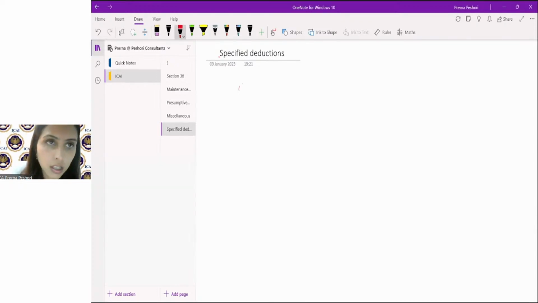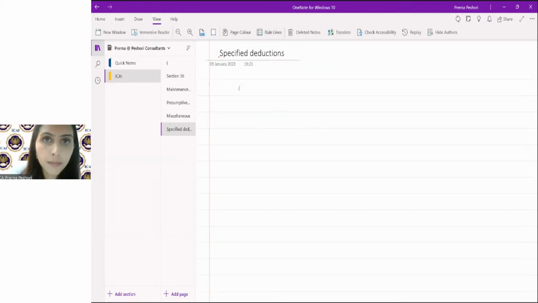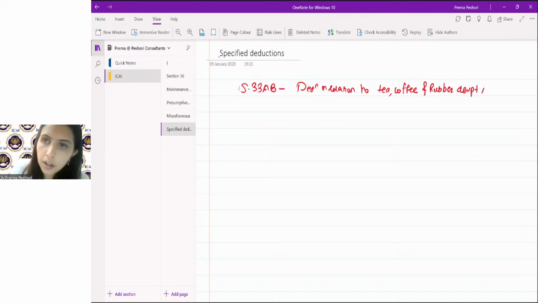The section 33AB: Deduction in relation to tea, coffee, and rubber development account. Section 33AB. Now, what does section 33AB say? The growing and sale of tea and coffee is considered as agricultural income. Right? That is considered as agricultural income.